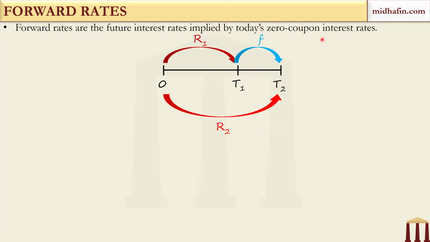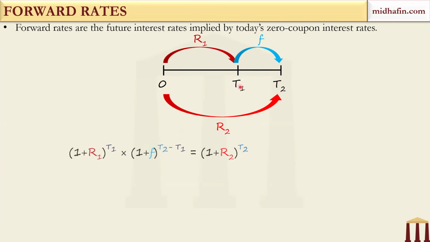The implication is very simple. It simply says that whether you invest through this route or through that route, whatever you want to call it. So this is the route from 0 to T1 and then from T1 to T2. That is one route. Another route is directly from 0 to T2. You invest say $100 or $1, whatever, $1 from 0 to T1 and then from T1 to T2, or $1 directly from 0 to T2. The final amount should be the same. That is the whole logic behind forward rates.